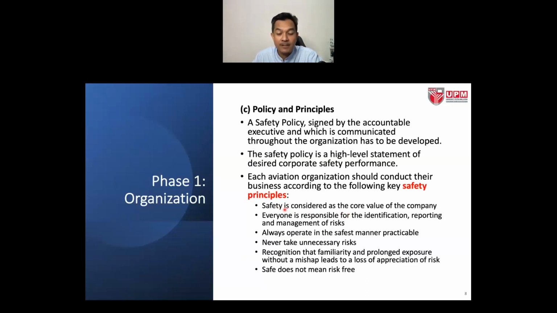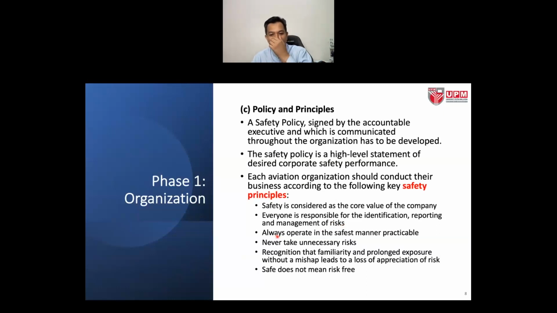So it is safety first, right? You cannot put profit first or whatever things first. Safety must be the core value of the company, especially for aviation related or aerospace related. Everyone is responsible for the identification, reporting and management of risk, not just the accountable executive or the designated group of people. It involves everyone, right?